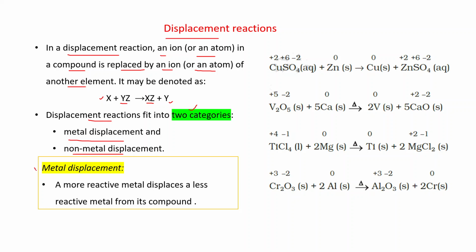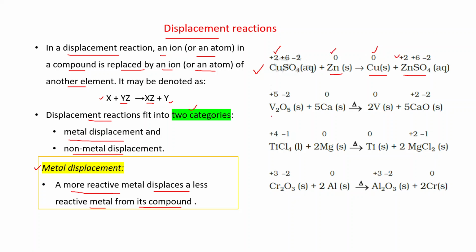First come to metal displacement. A more reactive metal displaces a less reactive metal from its compound. See, these are the examples. Copper sulfate plus zinc converting into Cu plus ZnSO4. Now in this case, copper goes from plus 2 to 0, this is reduced. Okay, and zinc goes from 0 to plus 2, this is oxidized.